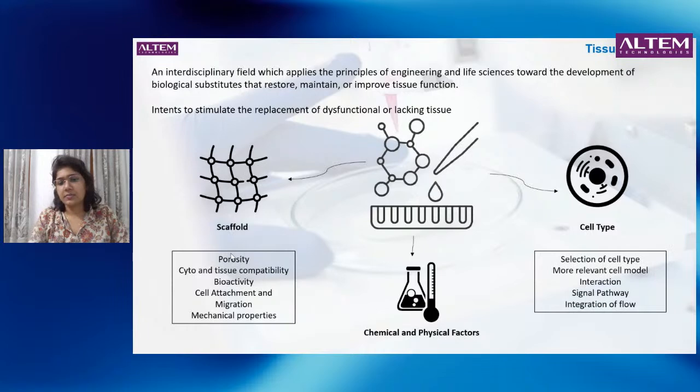Cell type is basically the routine where you're trying to select the type of cell. You are making more relevant cell models, checking for better interaction, better signal pathways, integration of flow. And the third being chemical and physical factors. These would be the environment in which your culture or your tissue is growing in. That is with the help of media, a specific humidity, a specific temperature, a contamination free zone, or an aseptic zone. These are some things that you would essentially require when it comes to creating any form of tissue engineered model.